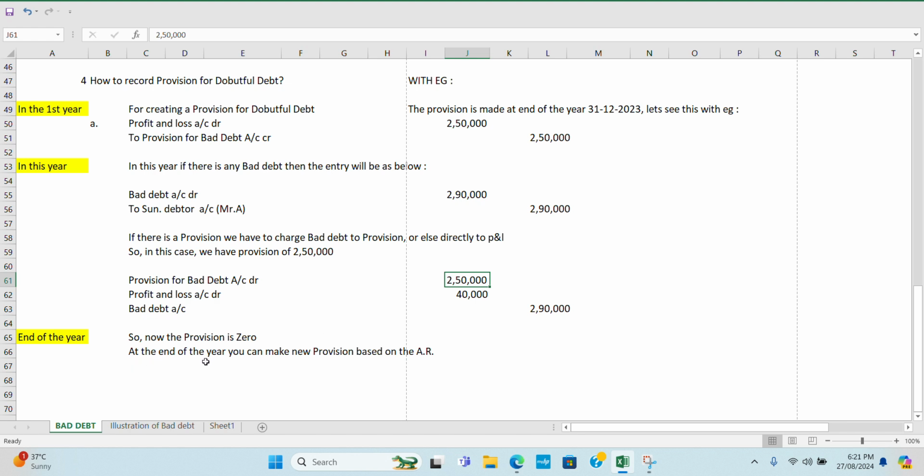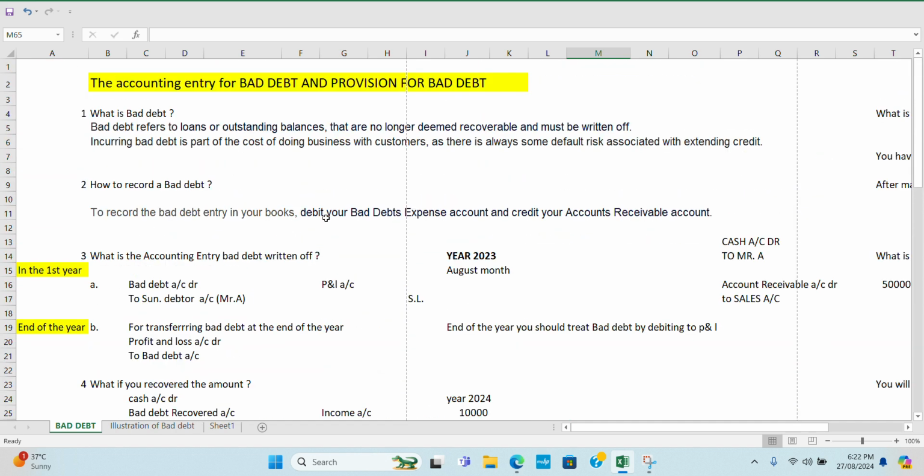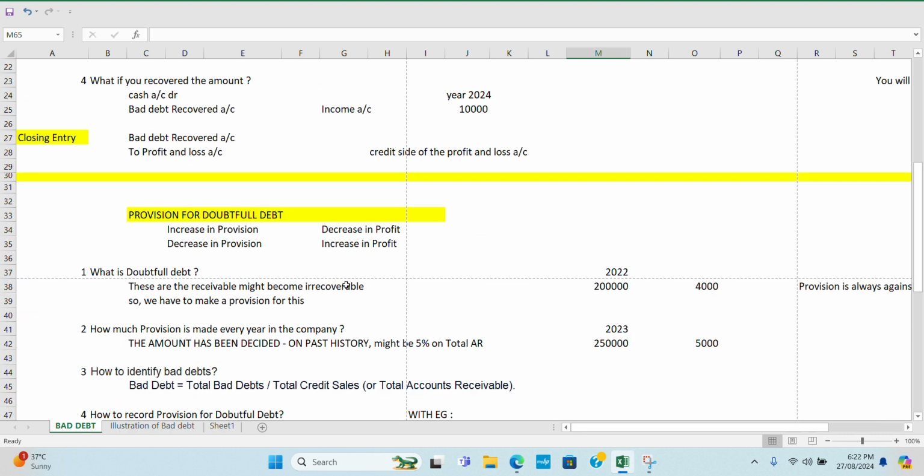At the end of the year, you can make a new provision based on the AR. So in the year 2024, take out your total AR receivable, and on the basis of that, you can make a provision for the next year. So in this session, we have learned about bad debt, the treatment for bad debt, and how to close this at the end of the year.